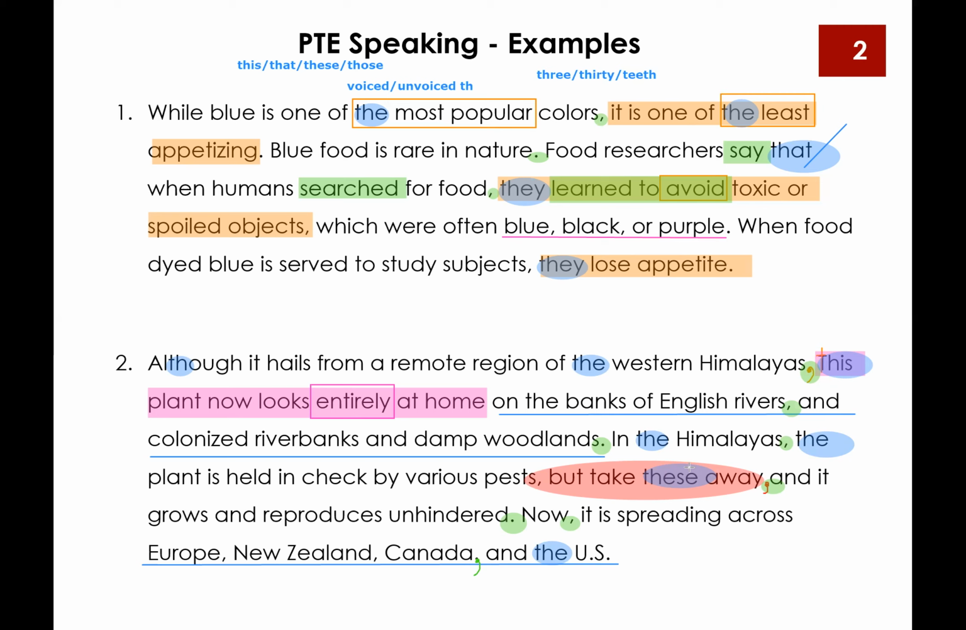In the Himalayas, the plant is held in check by various pests. But take these away, and it grows and reproduces unhindered. Now, it is spreading across Europe, New Zealand, Canada, and the United States. All right, and that is the few pointers that we use when we're trying to speak like a native speaker.